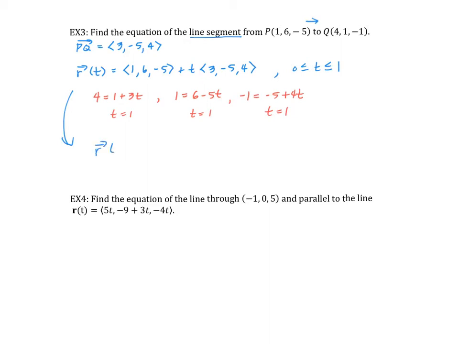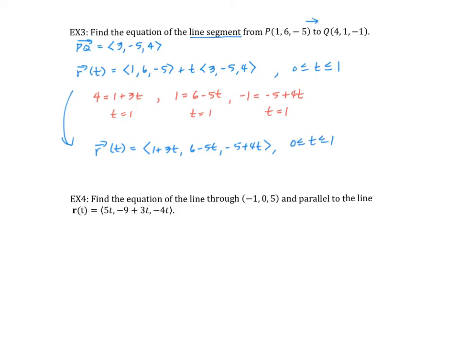So this would be the equation of the line segment from P to Q. The first component is 1 plus 3t. The y would be 6 minus 5t. The z is going to be negative 5 plus 4t. Again, my t values are going to go from 0 to 1. Since it's just a line segment, I need to specify that.